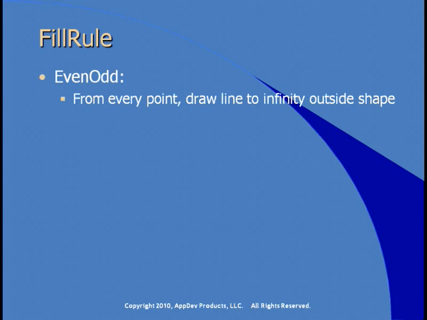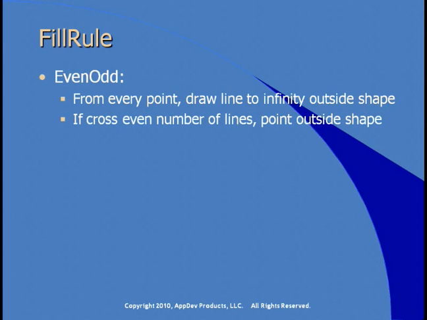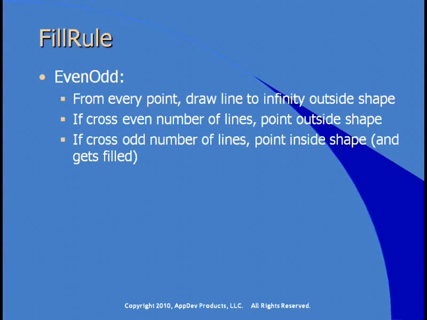For even odd, here's what the rendering engine has to do. From every point, the rendering engine draws a line to some infinity point outside the shape. Imagine from every point inside, you draw a line to the outside. If that line crosses an even number of lines, the point is considered to be outside the shape and doesn't get filled in. If you cross an odd number of lines, the point is considered inside the shape, and therefore it gets filled.